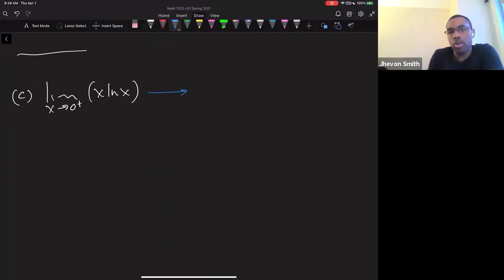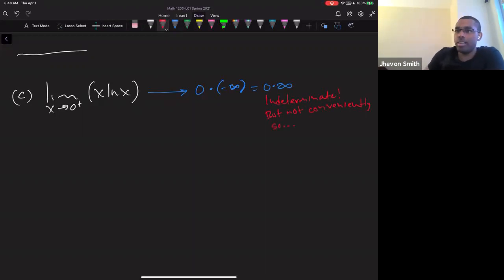You'll notice that as x approaches 0 from the right, x goes to 0, right? Times ln of x, as x approaches 0 from the right, you know the graph goes down like that. It's going to go to negative infinity. This is a 0 times infinity indeterminate form. But not conveniently so. So it's indeterminate, but it's not something that is usable to us at this moment in its present form.